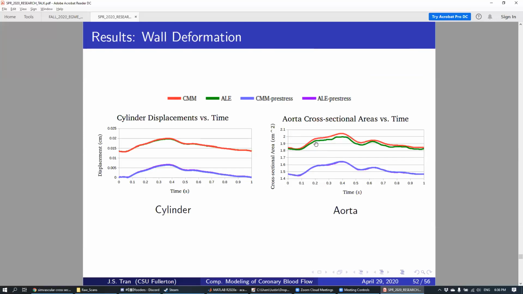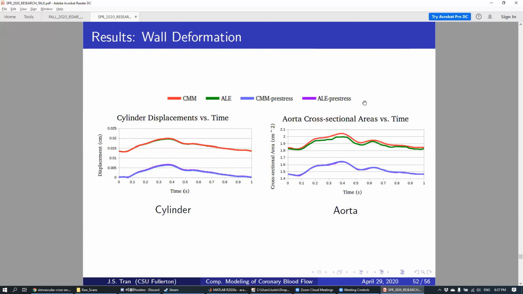One other interesting thing to note is that for the cylinder case, the red and green curves overlap with each other. That means CMM and ALE got relatively the same results. But for the aorta, there was actually some mismatch between them. The CMM model overestimated the displacements a little bit.